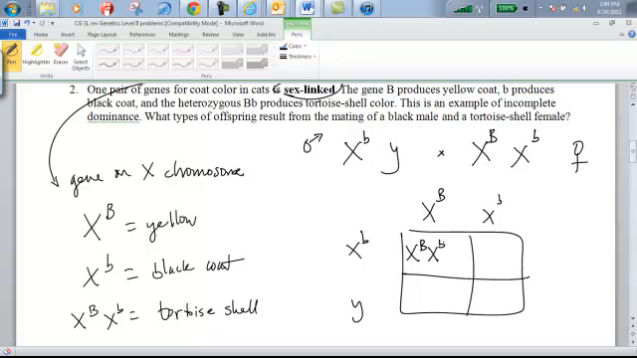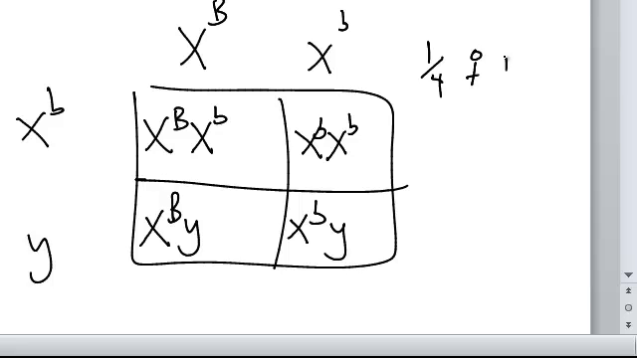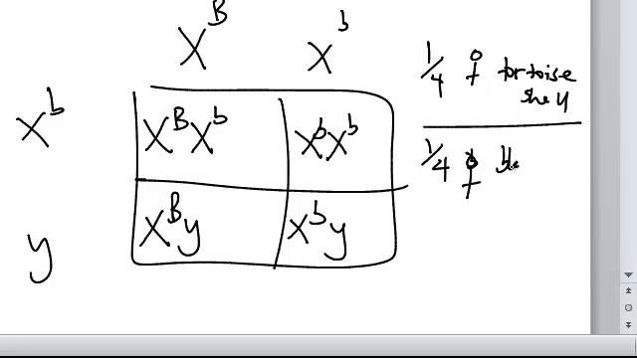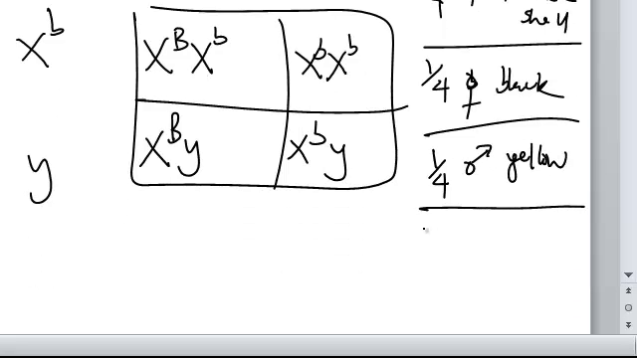They could potentially have a tortoiseshell kitten. They could potentially have a black female kitten. They could potentially have a yellow male kitten and potentially a black male kitten. So that means a 1/4 chance of female tortoiseshell, 1/4 chance of black female, 1/4 chance of male and yellow, and 1/4 chance of having a male black kitten.